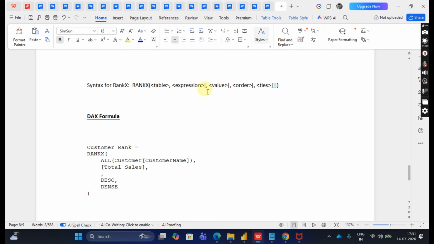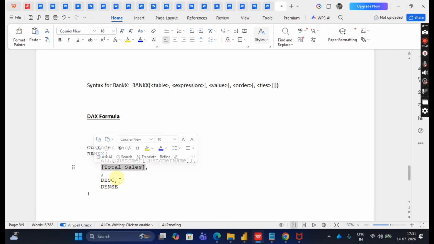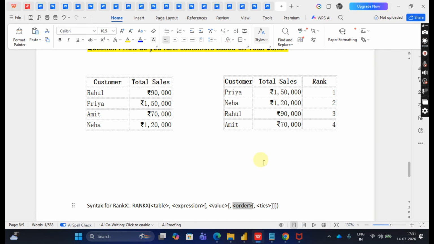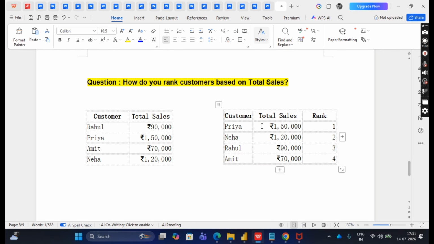The next part, the value argument, is optional and is left blank, because Power BI uses the current value of total sales for ranking. You don't have to give it. And then in the next part, we are introducing DESC. DESC means descending order, so the customer with the highest sales will get rank 1, followed by the second highest sales and the third highest sales, and so on.